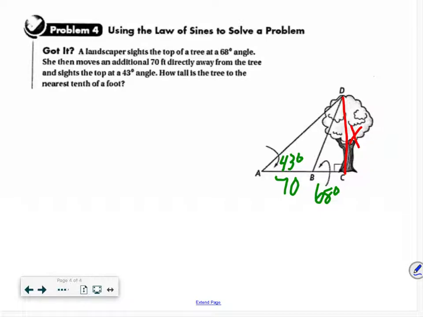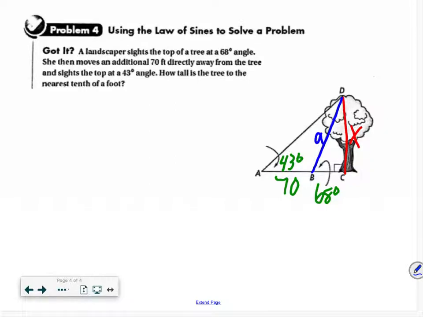Okay, so the other triangle, I know this 43, and we've been dealing with law of sines, which means I'm probably going to use law of sines. So if I know this angle, that'll help me find what? The middle side, this side. Let's call that side A.